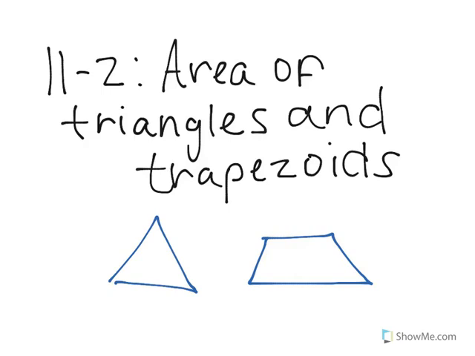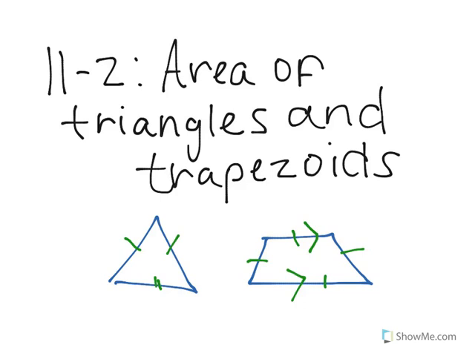This lesson is on section 11-2, titled The Area of Triangles and Trapezoids. In this lesson, we're going to be finding the area of a triangle, and all a triangle is, is a polygon that has 1, 2, 3 sides. And then a trapezoid is a quadrilateral. It has 4 sides, 1, 2, 3, 4, and then it has one pair of parallel sides.